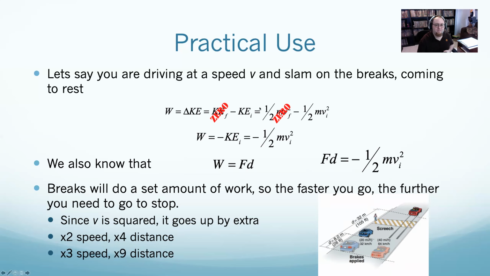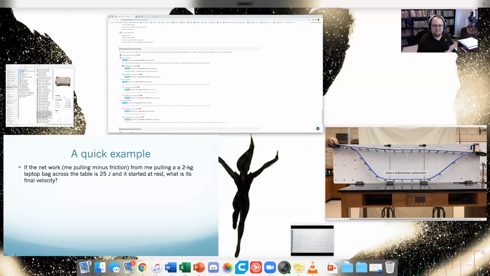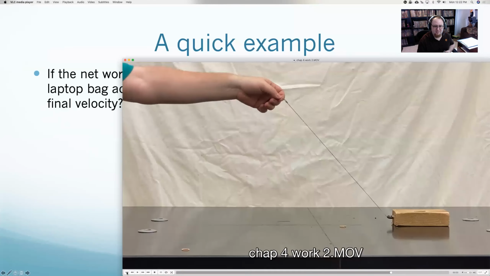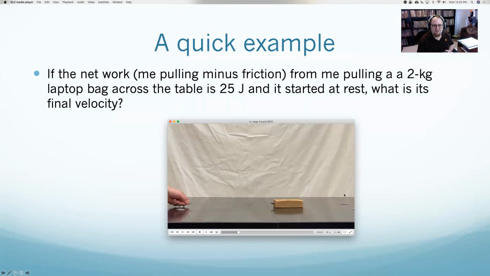Okay, I'm gonna do an example. This example, when we were in class, always involved me using my bag and just dragging it across desks. But I'm not gonna bother dragging my bag across desks because you're not here anyways. So we're gonna use a block instead. This is a 2 kilogram laptop bag, here represented by this wooden block. Let's say I pull this block using 25 joules of work to pull a 2 kilogram block. And say if it starts from rest when I use this 25 joules of work, what's the final velocity?